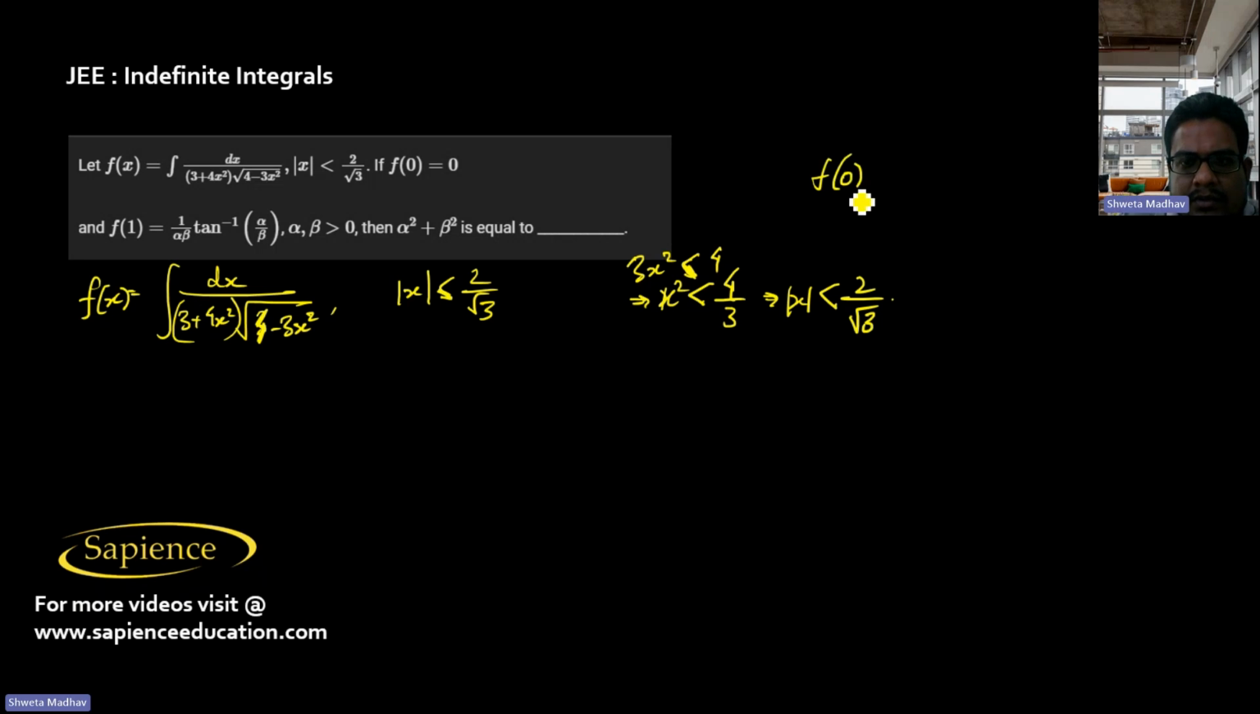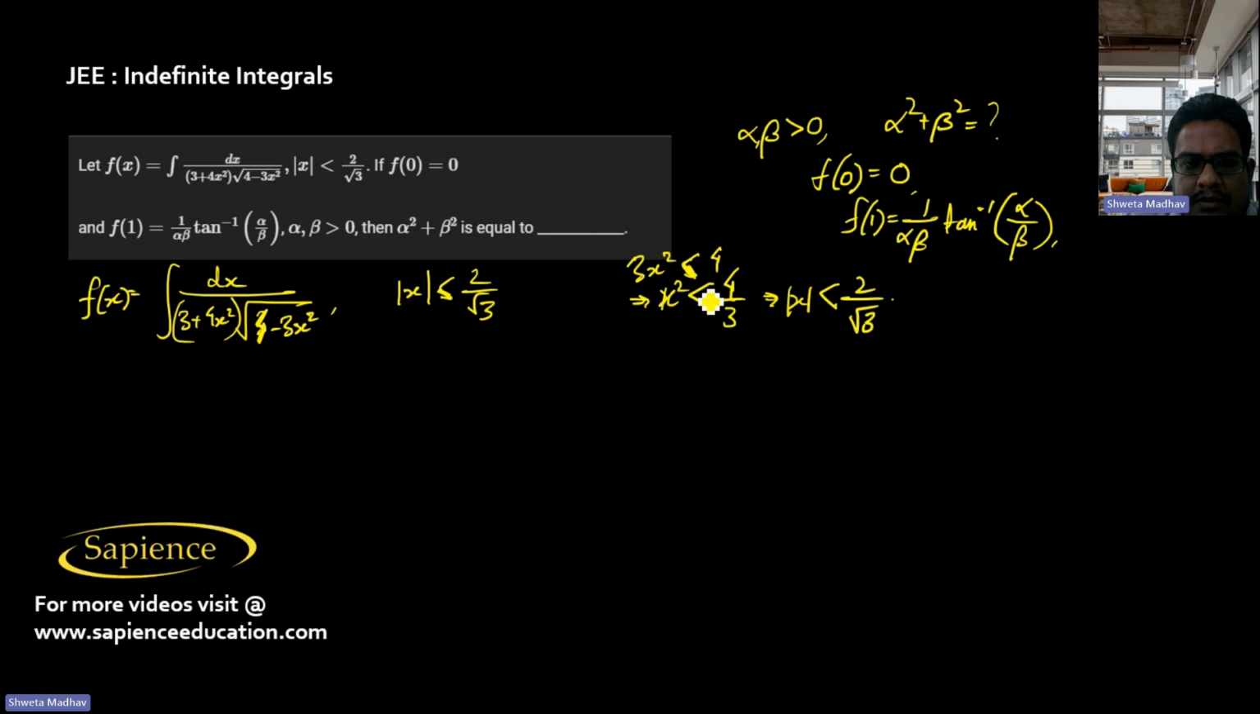So f of 0 equals 0. Here it is told that f of 0 equals 0 and f of 1 equals 1 by alpha beta tan inverse of alpha by beta. If alpha, beta is more than 0, then alpha square plus beta square is equal to how much? That we have to find.